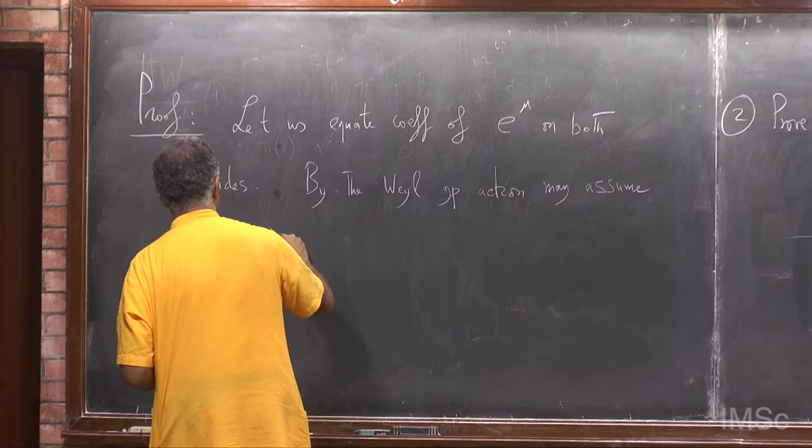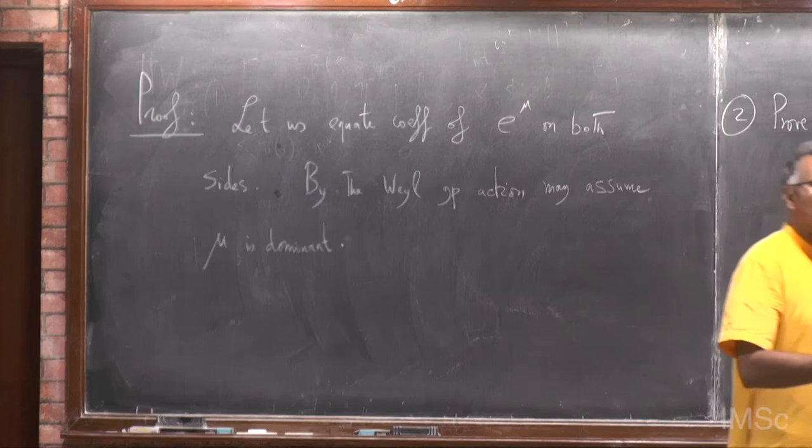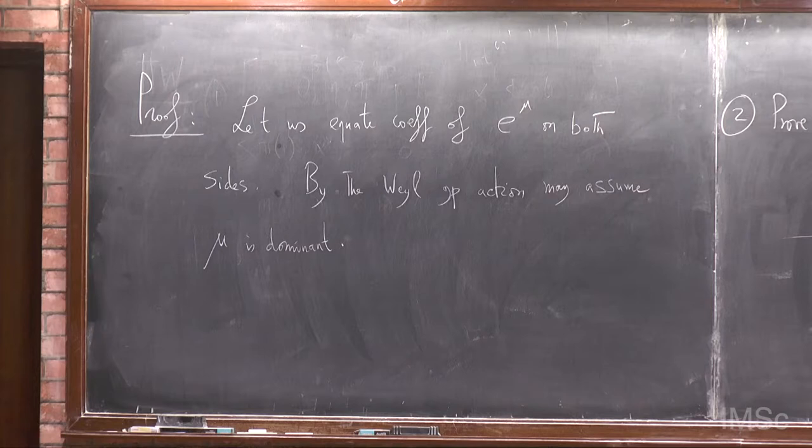That is, if I am given some weight mu, instead of considering it for mu, I'll just choose a w such that, maybe I have to be careful in saying that the mu's that occur are in my Tits cone, etc. Okay, so I assume that any is that.